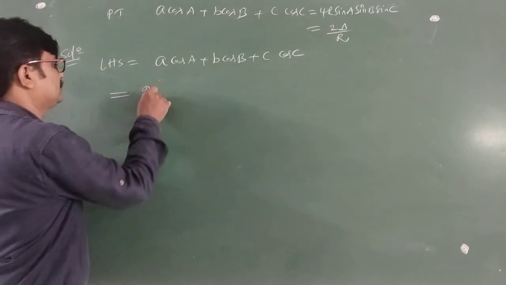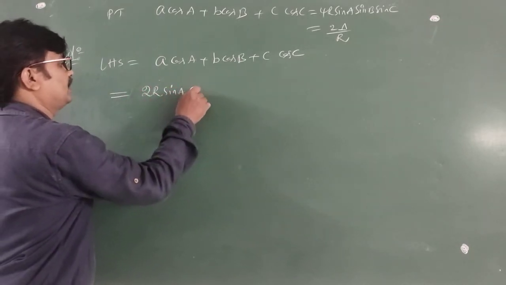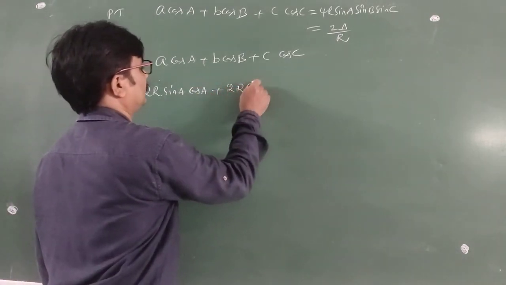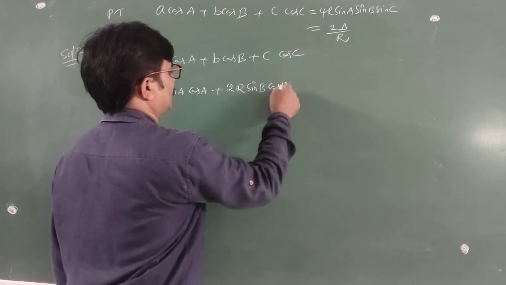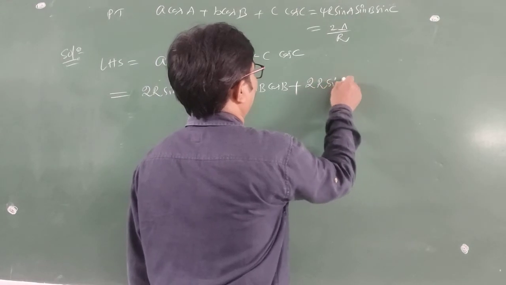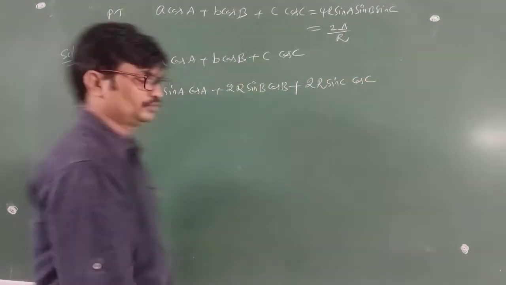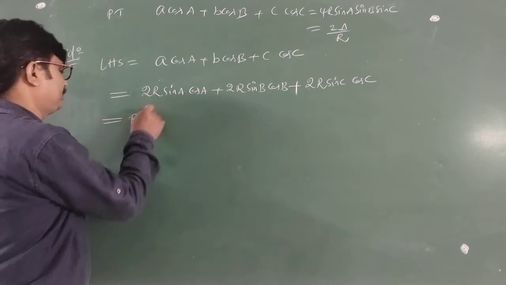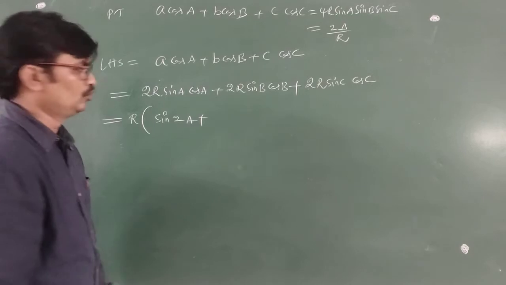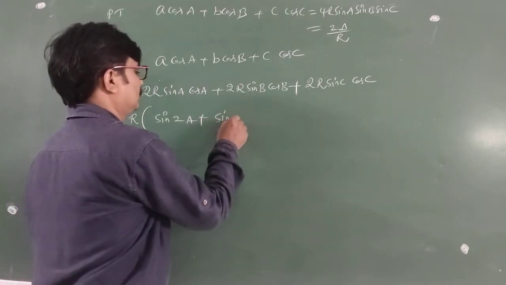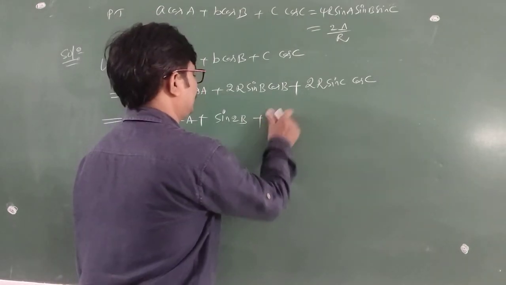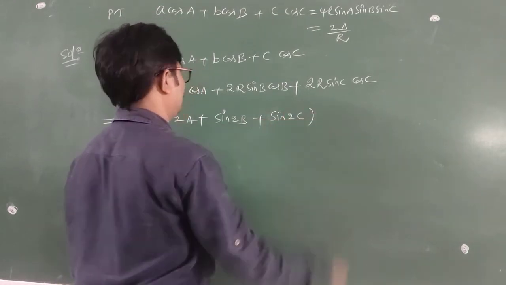Now the small a is 2R sin A into cos A. The small b is 2R sin B into cos B. The small c is 2R sin C into cos C. Now this is the capital R into 2 sin A cos A, that is sin 2A; 2 sin B cos B, that is sin of 2B; 2 sin C cos C, that is sin of 2C.